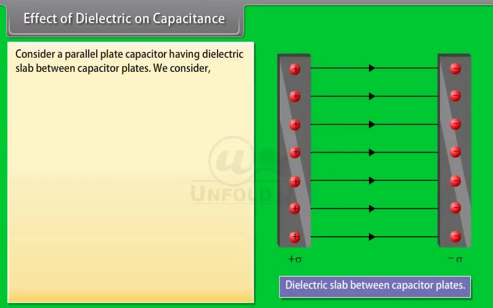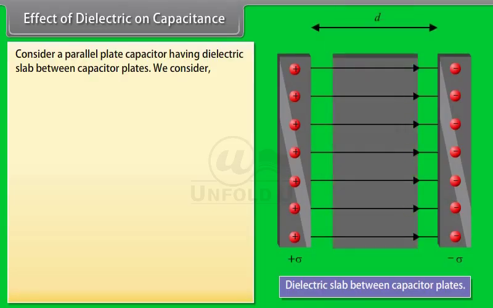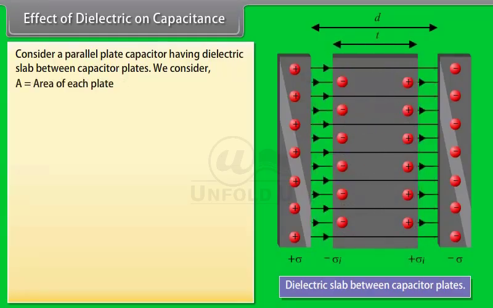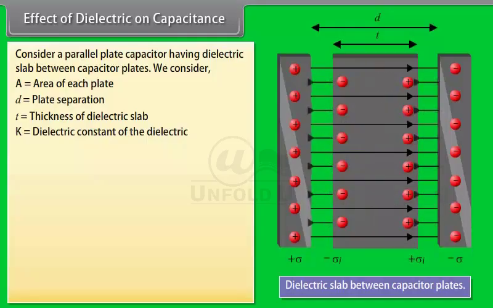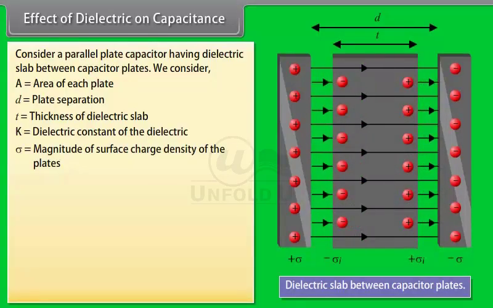Consider a parallel plate capacitor having a dielectric slab between the capacitor plates. We consider A is equal to area of each plate, D is equal to plate separation, T is equal to thickness of dielectric slab, K is equal to dielectric constant of the dielectric, and sigma is equal to magnitude of surface charge density of the plates.